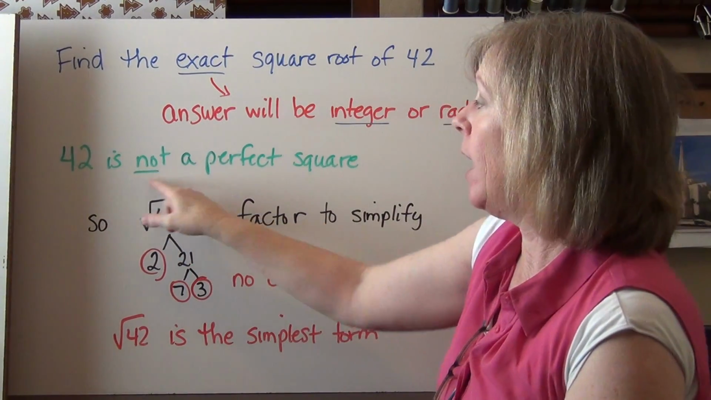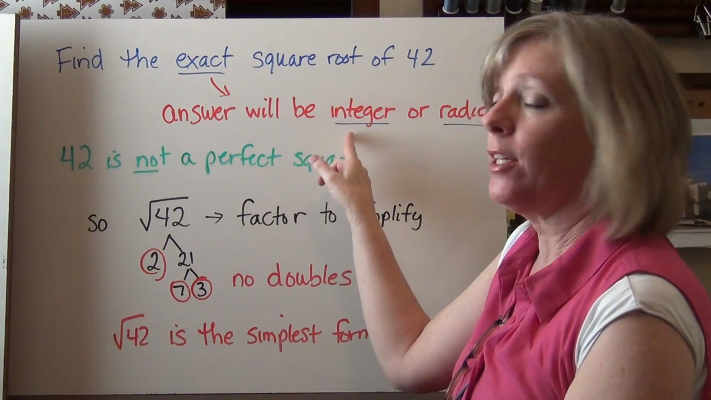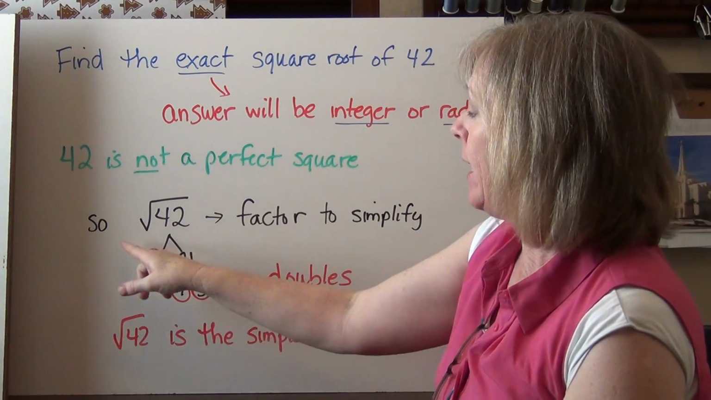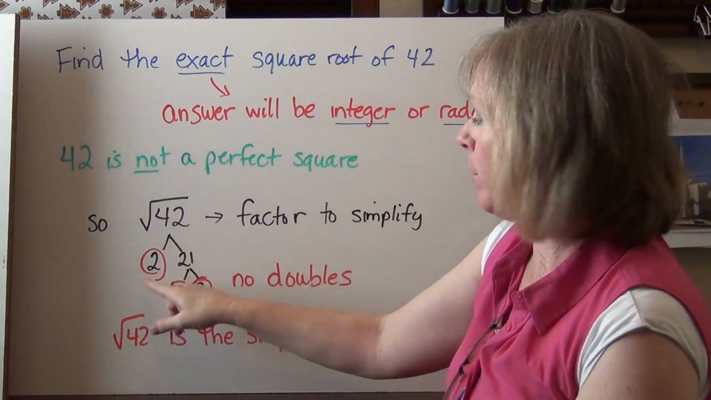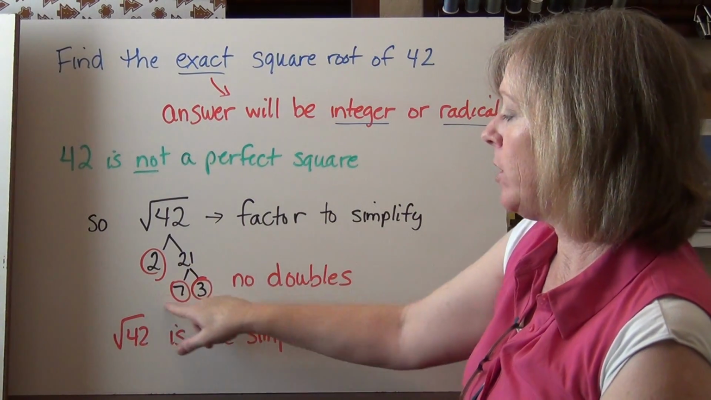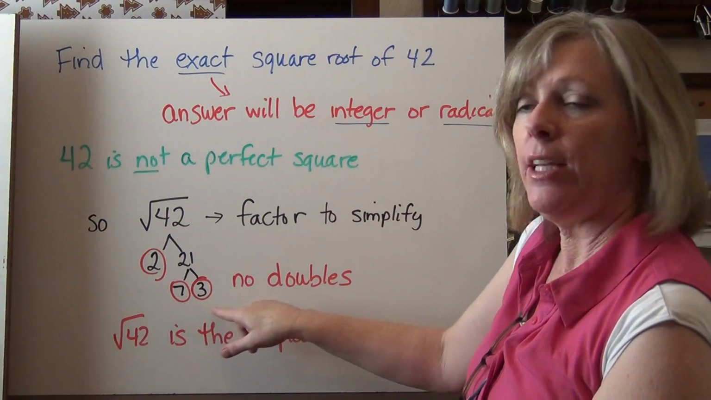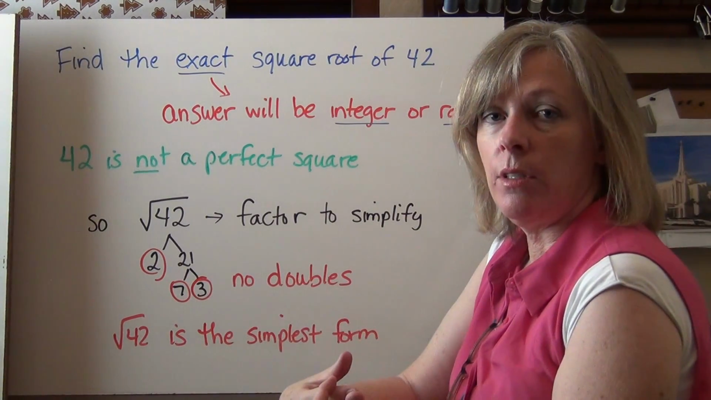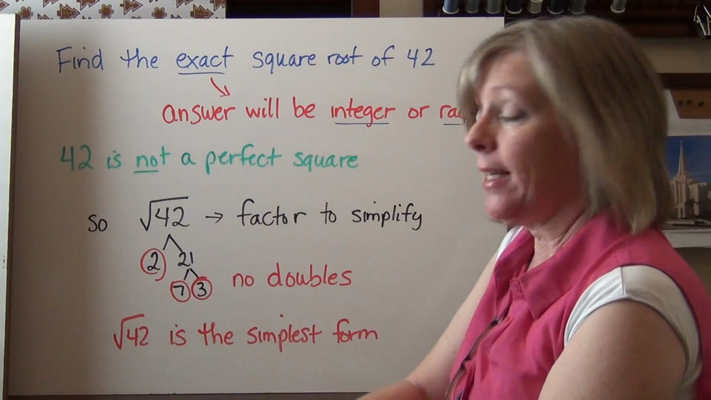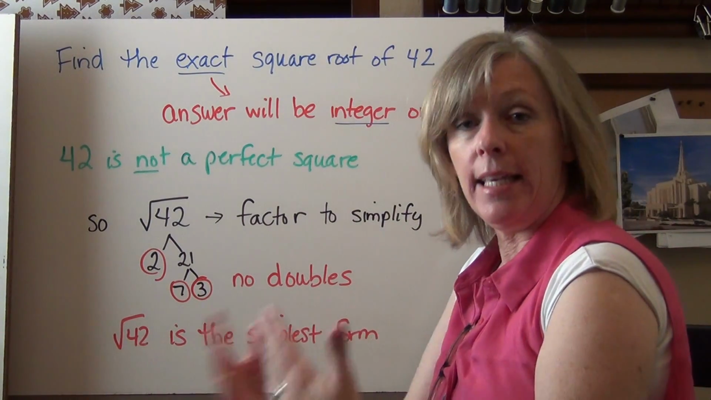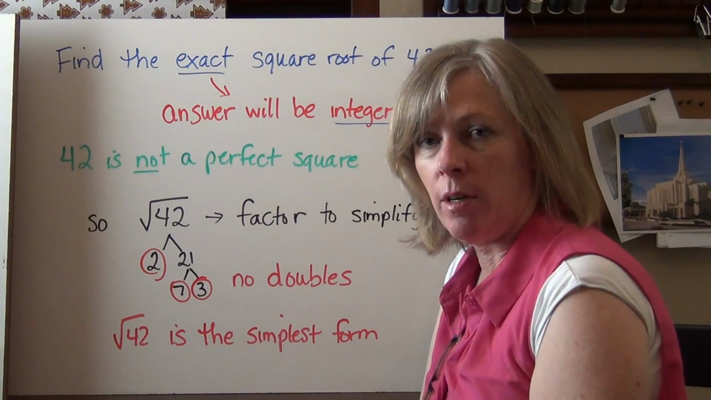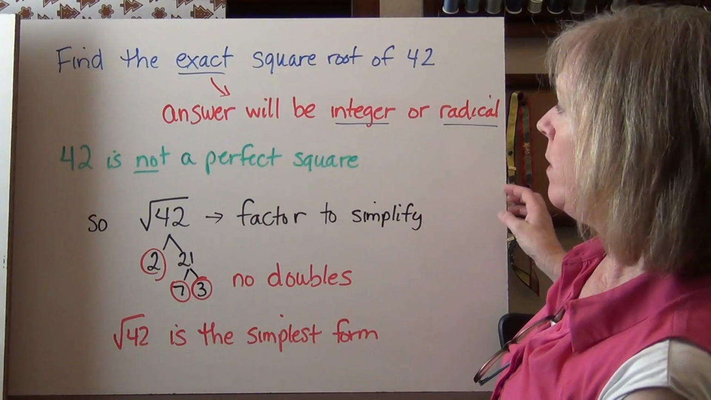So 42 was not a perfect square, so we know it's not going to be an integer, it's going to be a radical. So we're going to break that into its factors, and I decide, well, 42 is an even number, so I pulled out 2 and 21, and I know 7 and 3 go into 21, so these are my factors. I don't have any duplicates here. I don't have any doubles that would tell me that I can bring one out. So I put them all back together again. Square root of 42 is the simplest form of the square root of 42. It can't be simplified any more than that, okay?